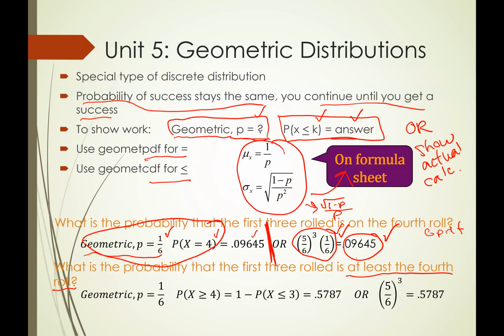It can't handle greater than or equal to. Don't know why. It seems like an easy fix. But they didn't ask me. All they have given to you is less than or equal to. So that's 0.5787 when you type that in.